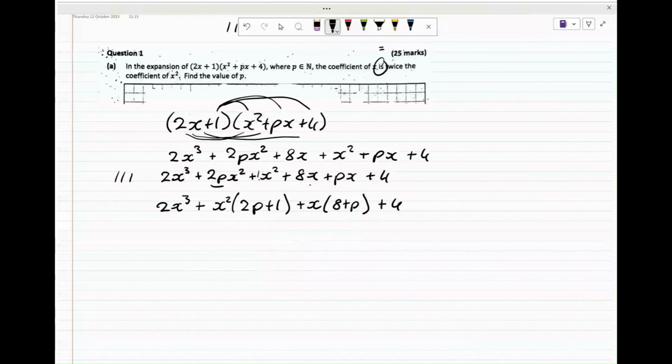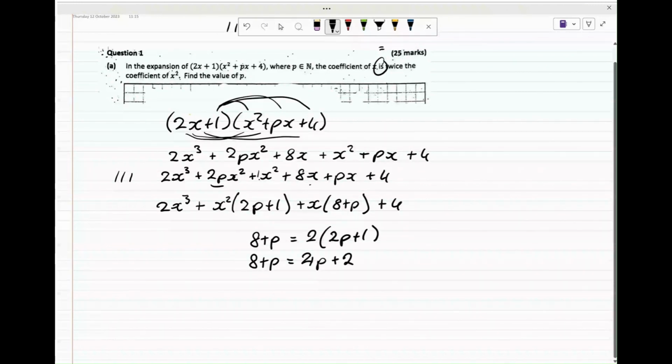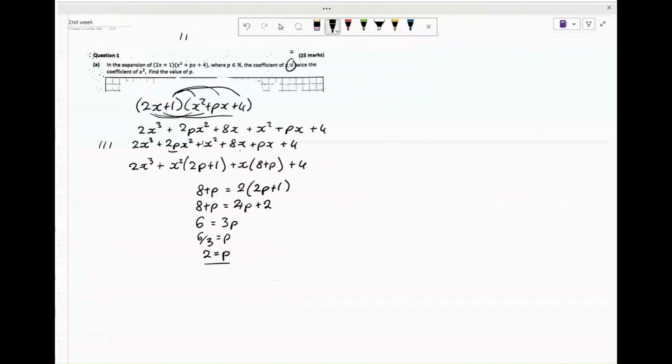So we can write that then. We can say that 8 plus p is 2 times (2p plus 1). And we can expand out the right-hand side. That's actually 4p plus 2. Then we can group our p's on one side and our constants on the other. So that's 6 equals 3p. 6 over 3 equals p. 2 equals p. And so that's your final answer. That's what they want, the value of p. So takeaways from this question: what the word expansion means, what the word coefficient means, and where we see is, that's kind of equal to. So on to the next question.